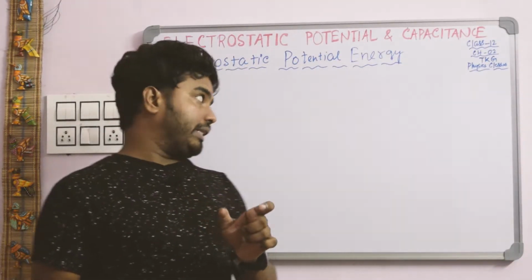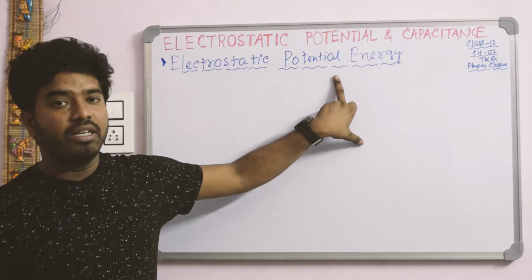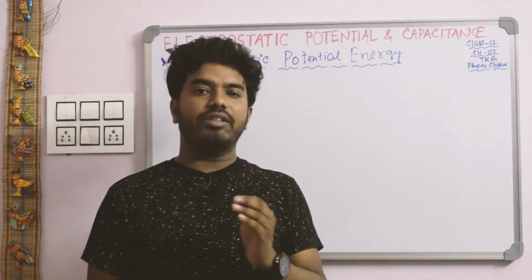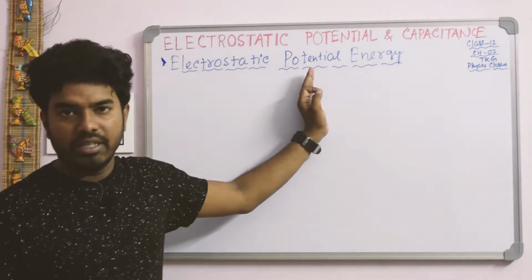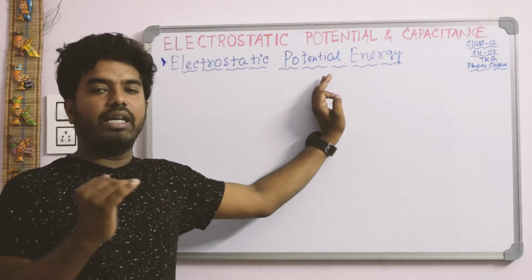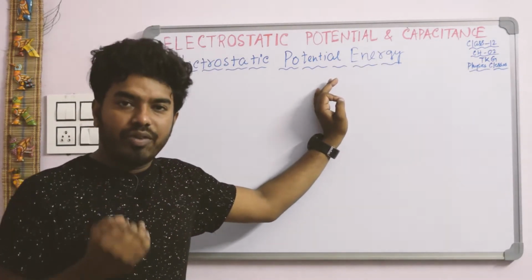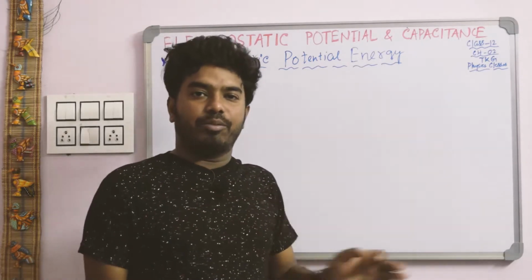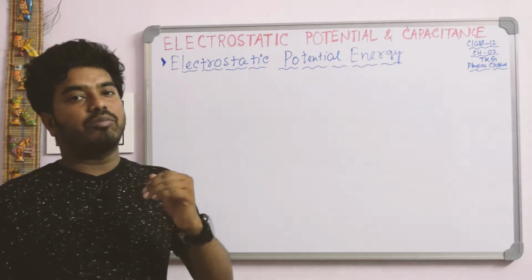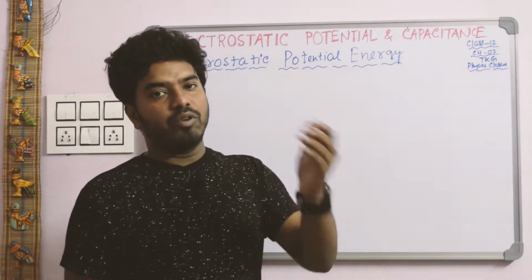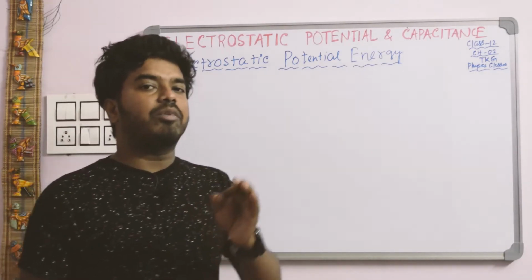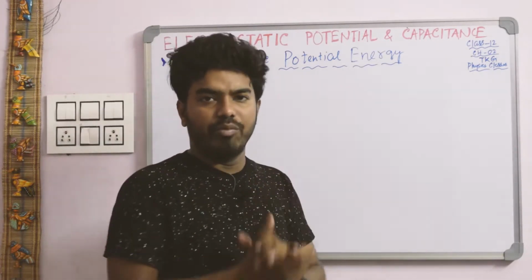So today our topic is electrostatic potential energy, which is in chapter 2, electrostatic potential and capacitance. In this lecture we will learn the definition of electrostatic potential energy. After that we calculate electrostatic potential energy for various point charge systems: for a 2-point charge system, then a 3-point charge system, a 4-point charge system, and finally for n number of point charges, with some numericals.